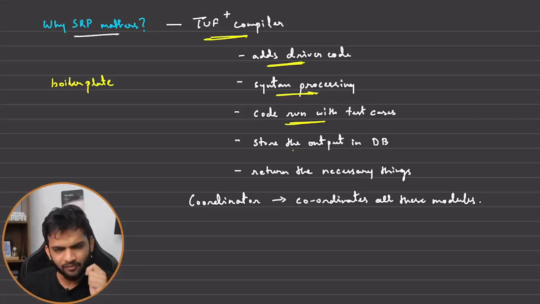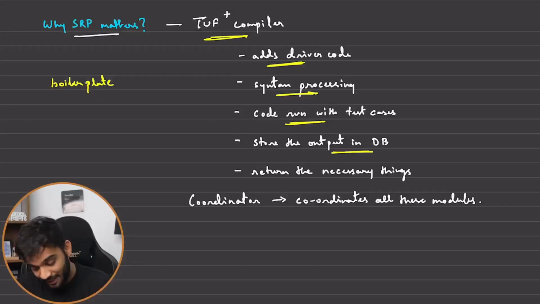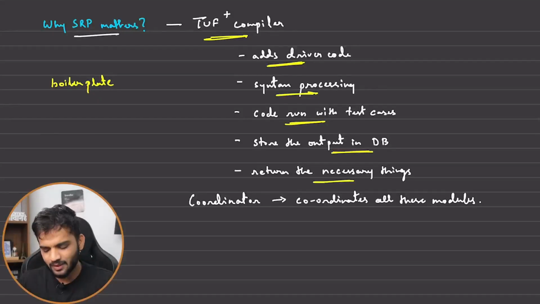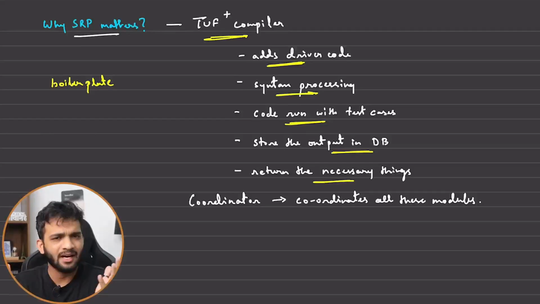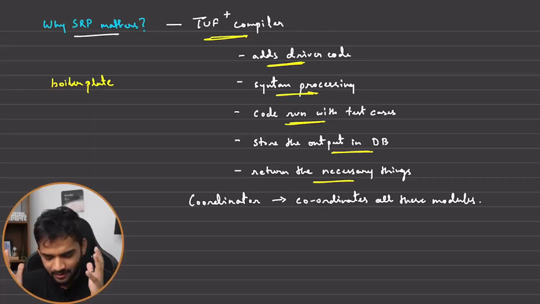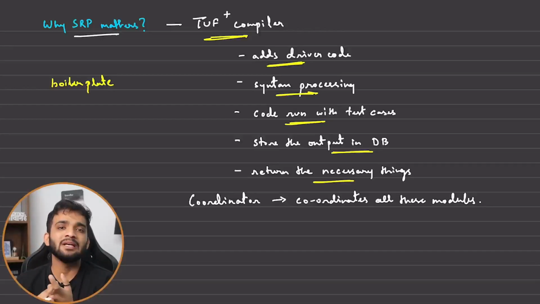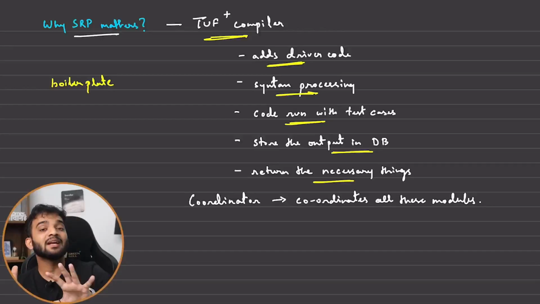After that, whatever output we get for that submission ID, I'll have to store it in the database. After that, I'll be returning the necessary things. I don't need to return everything that the compiler has given me. I just need to return possibly the output, the runtime, the memory time. That's it. Everything else I can dump apart.